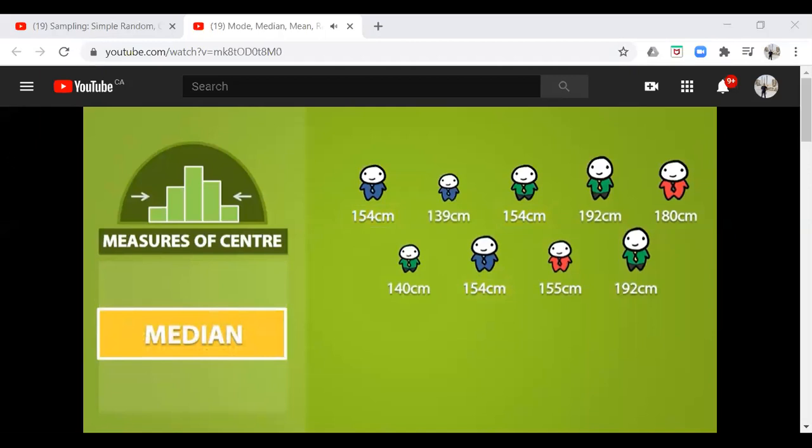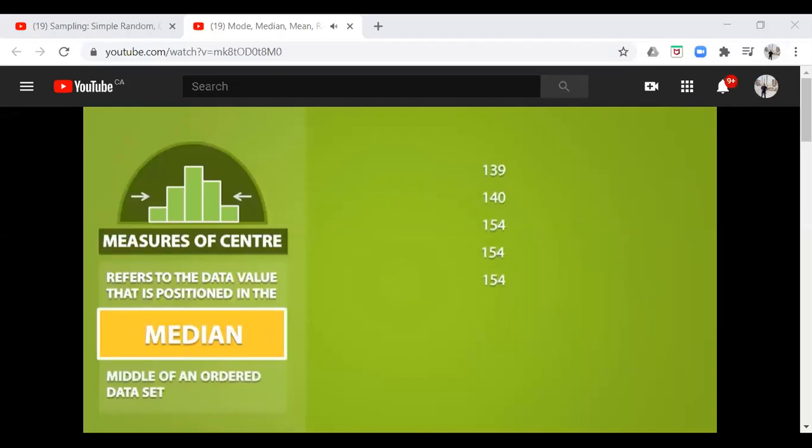Now the median refers to the data value that is positioned in the middle of an ordered dataset. Students often forget that to find the median, your data must first be put into order. We usually order the dataset from smallest to largest. We can clearly see that the number 154 is in the middle of the dataset because there are 4 data points above it and 4 data points below it. So the median of this dataset is equal to 154.